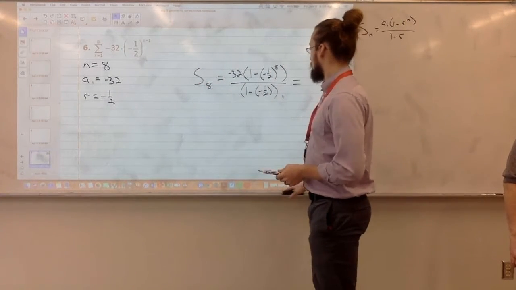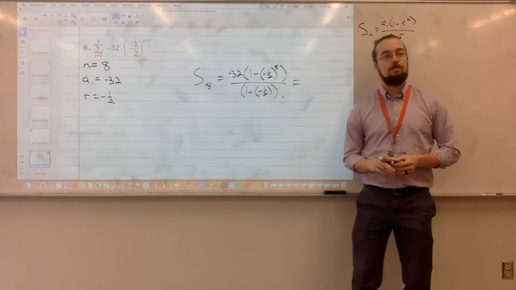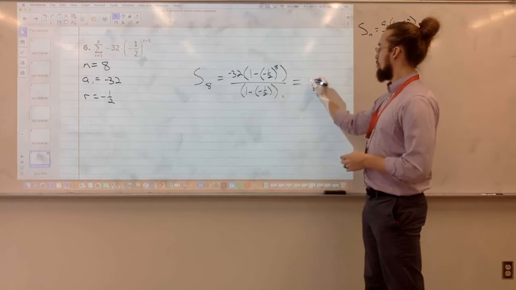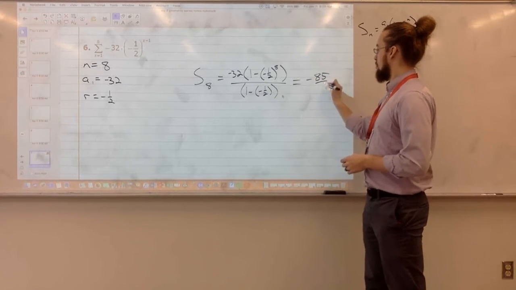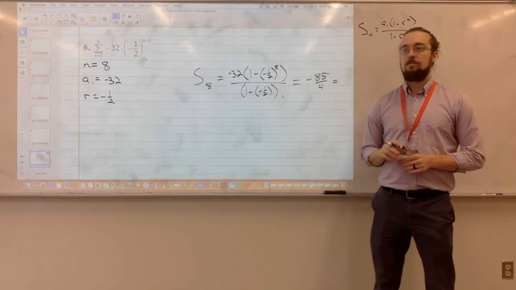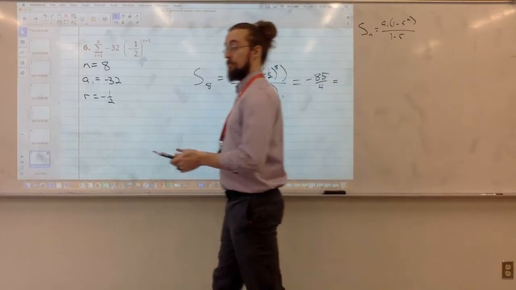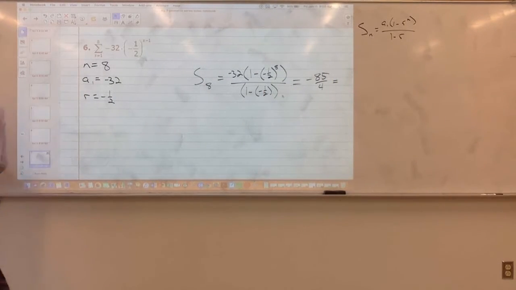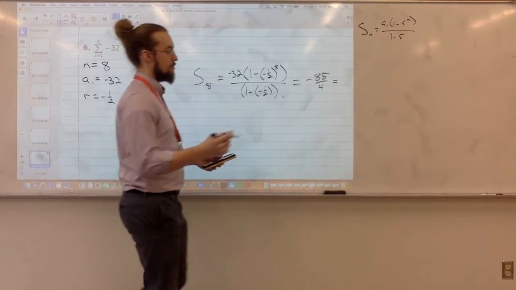Yeah, this will probably end up being a fraction. Negative 85. No, I divided negative 85. I don't know, I'm not sure if that's right. What's going on? Oh, yeah. Either way is fine. Negative 21.25.